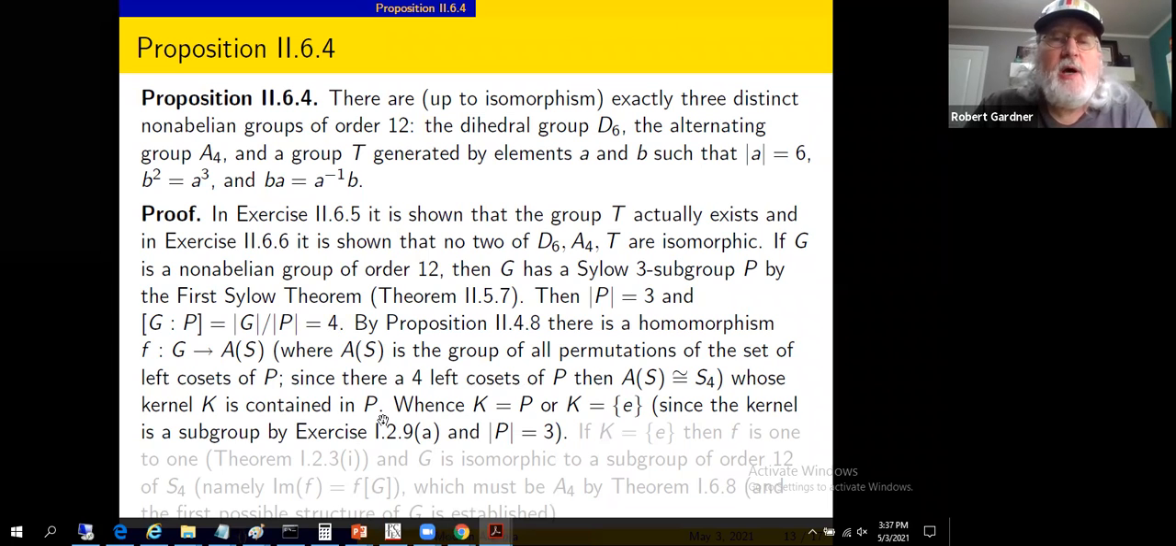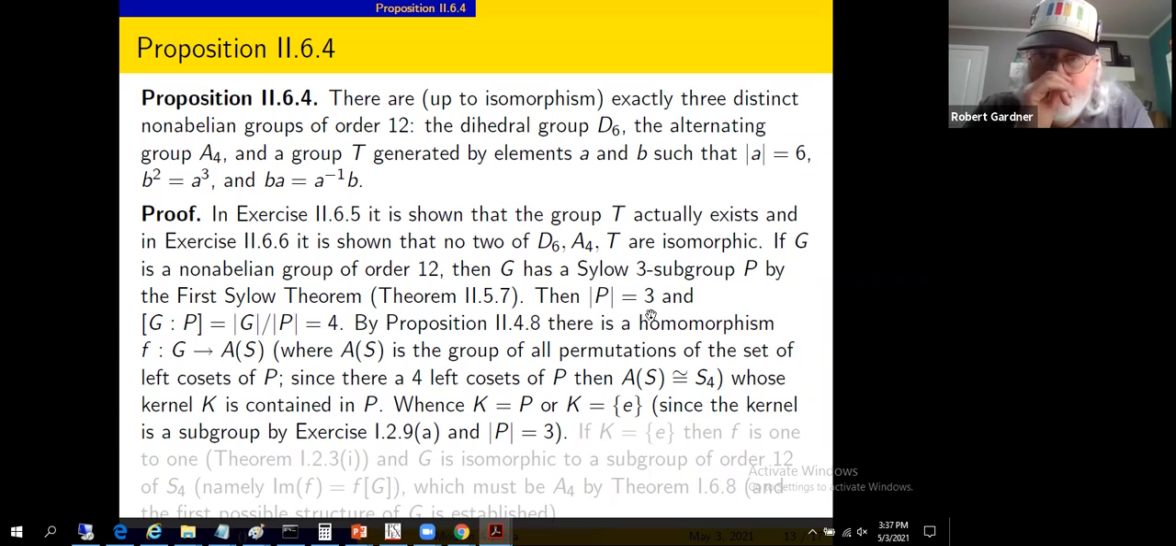All right, so we know the kernel of this homomorphism is contained in P. P is a group of order 3. Kernels of homomorphisms are groups. So we know that K must be either a group of order 3 itself, must be P, or K must be a group of order 1, the trivial group, because the kernel is a group and it would be a subgroup of P by the proposition. So that gives us 2 cases.